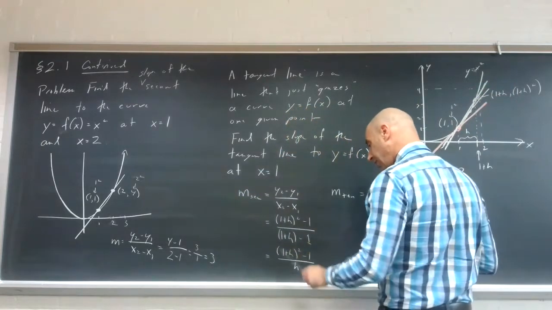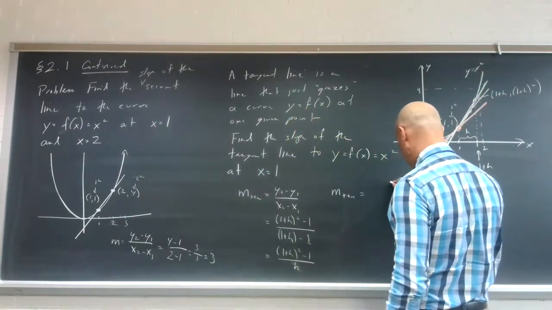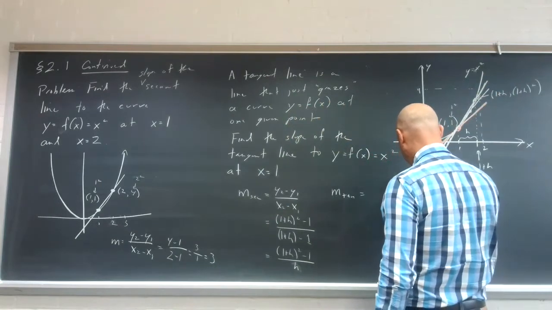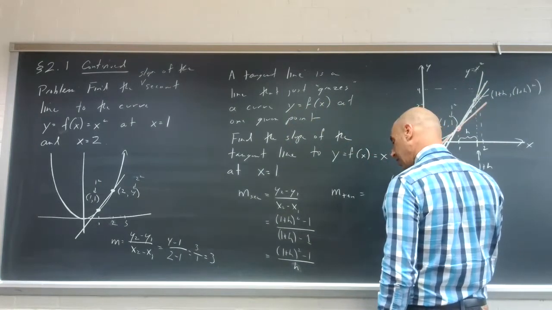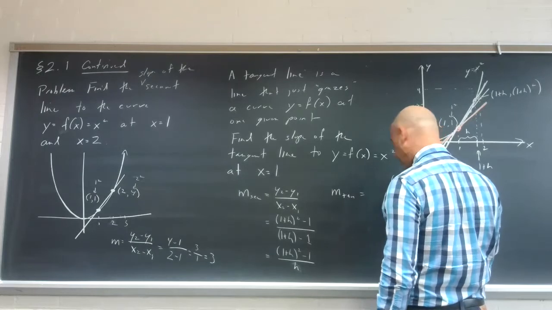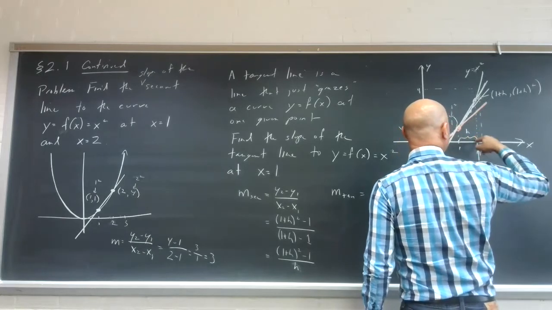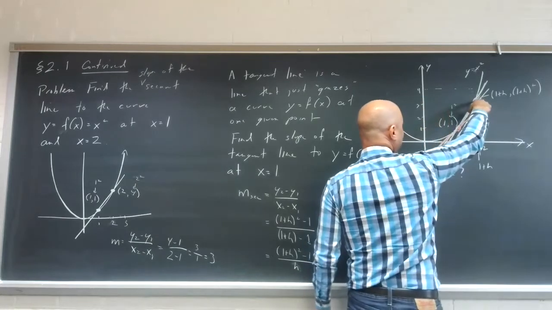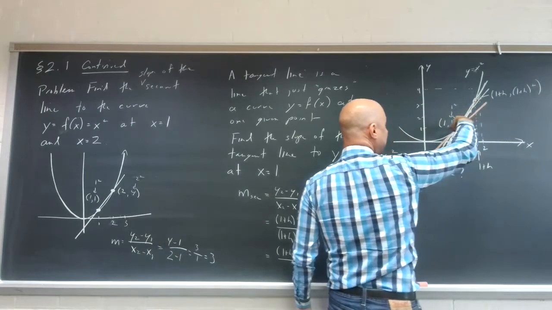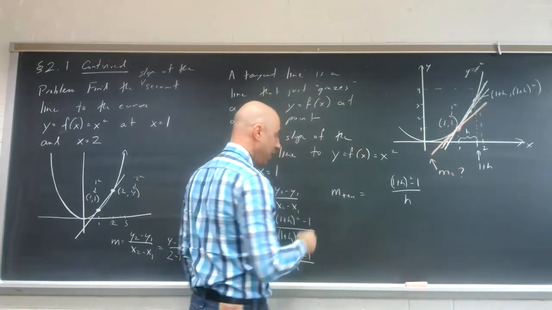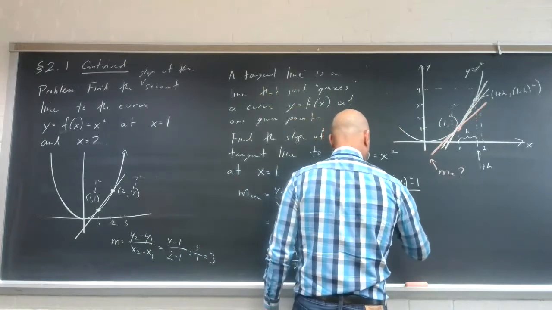So let me write it over here. I'm just going to recopy this. I'm going to leave a space. 1 plus h squared minus 1 all over h. But I'm going to let h get smaller and smaller and smaller. I'm going to let the second point slide into the first one. And so I'm going to let h go to 0.